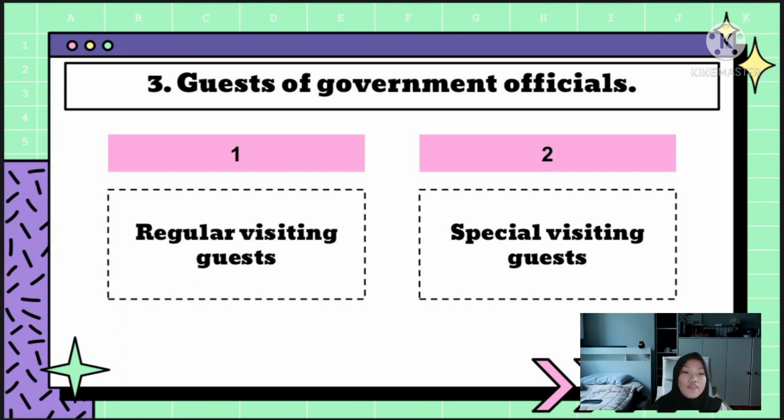Next is guests of government official. Guests of government official, there are 2. Number 1, regular visiting guests. Usually, they do not ask to meet with the leadership because they routinely can contact certain parties to get information.